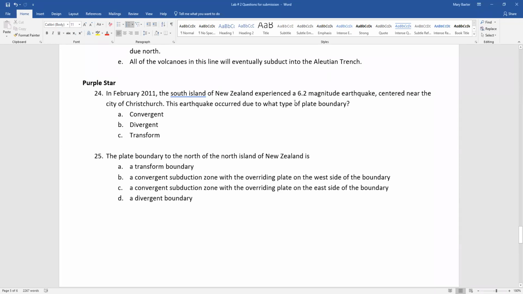All right, so this earthquake occurred due to what type of plate boundary? Well, it's not convergence, not divergence, transform, right? Two sliding past each other. And then to the north of the North Island of New Zealand it's definitely a convergent subduction zone with the overriding plate on which side of the boundary, right? The teeth point into the plate. So you can go back to that picture if you don't know it, and the direction that the points of the teeth are pointing to is where the top plate, the overriding plate, is, and the subducting plate is on the other side of that line. Okay.